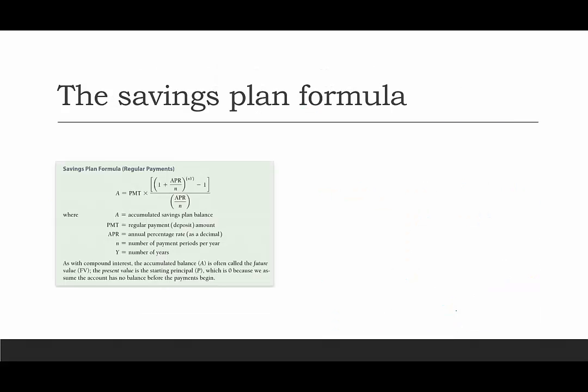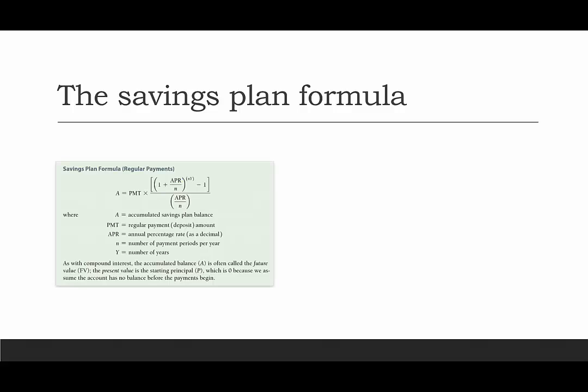Okay, let's talk about this formula. Here it is. So we have the amount, that's the accumulated savings plan balance, is equal to that regular monthly payment, PMT, times, and then we have this whole mess of a formula, but you will notice that certain parts of it repeat. It looks a lot scarier than it really is. The important thing is taking your time when you plug in.